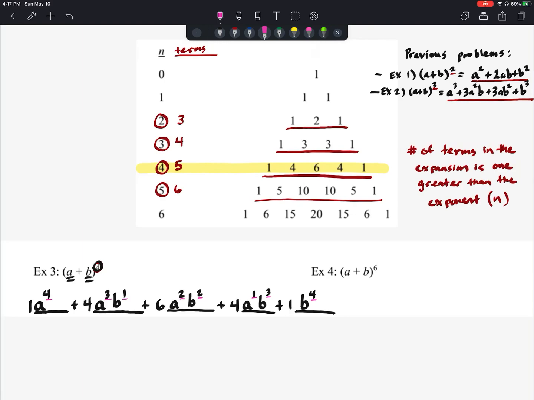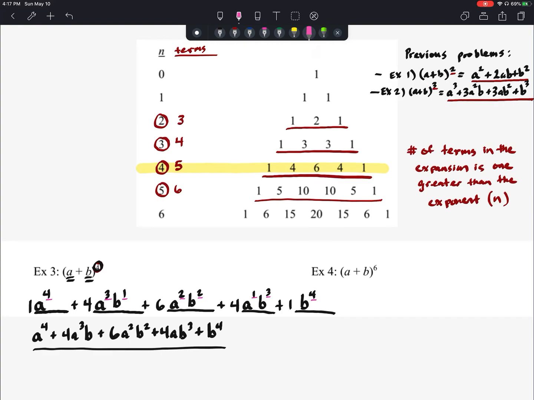So we've taken this and we've actually expanded it out. Now we just need to simplify it and make it nice and clean. So we got a to the 4th plus 4a to the 3rd b plus 6a squared b squared plus 4a b to the 3rd plus b to the 4th. And that is our answer. If you want to pause the video and go ahead and try example 4, and then you can check to see if you get it right, that would be just fine. I'm going to go ahead and do it right now.